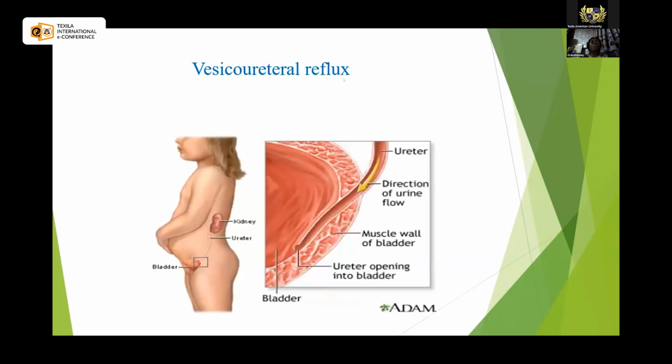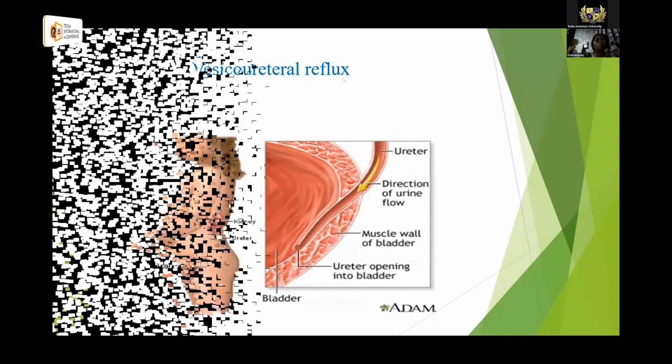So then we also have vesicoureteral reflux, that is the backward flow of urine. When urine does not flow down in the normal way, it goes back up to the kidney, and this is very, very bad and dangerous.